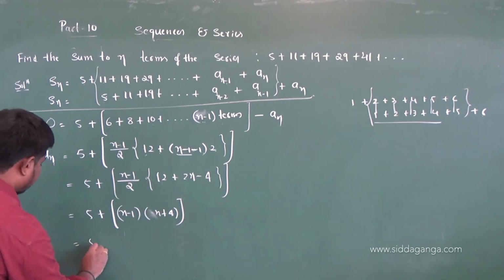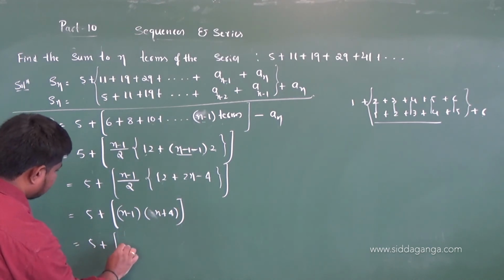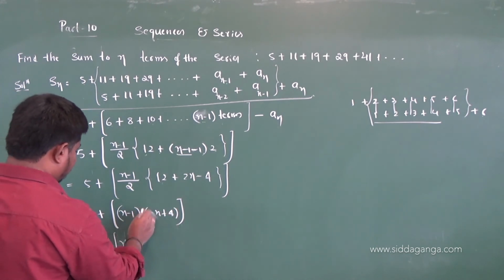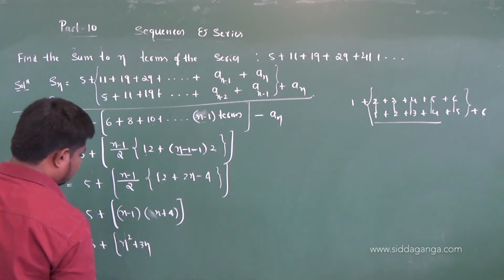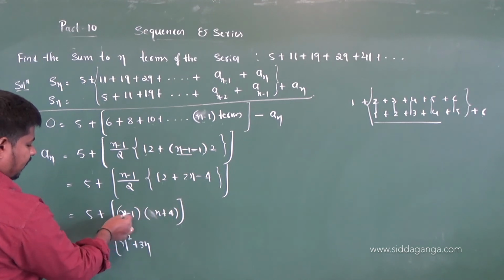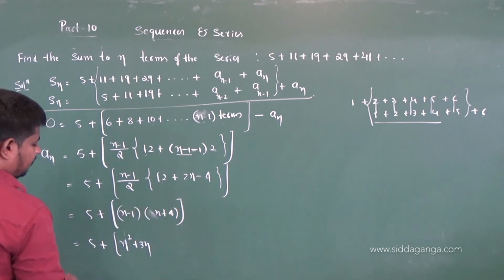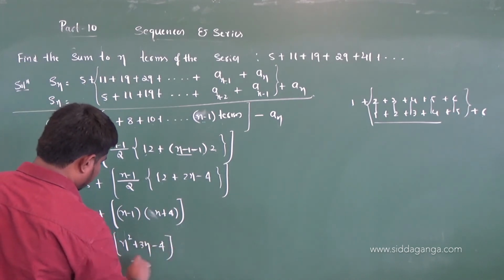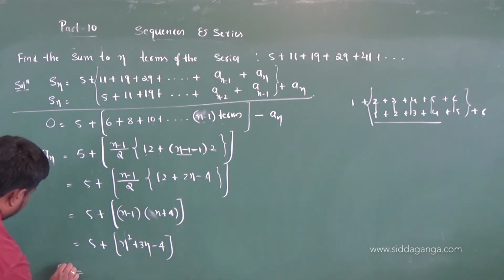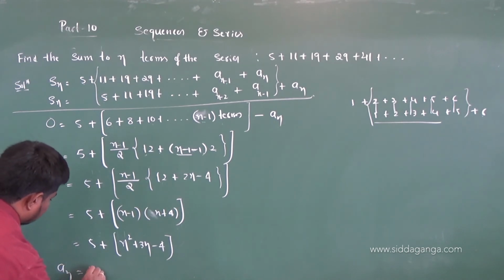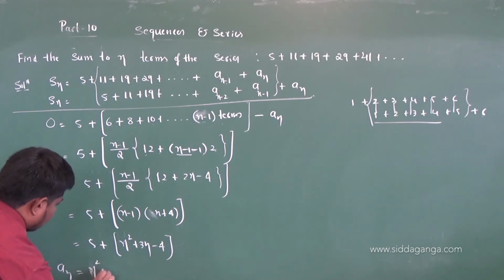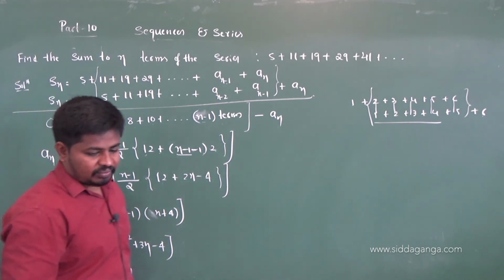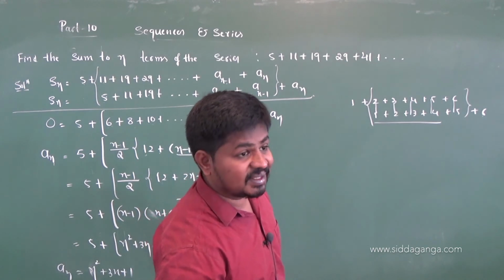So you get 5 plus n square minus n plus 4n minus 4. Here 4 into n, 4n, minus 1 into n, minus n, so you get plus 3n, minus 4. Or you get An is equal to n square plus 3n plus 1.